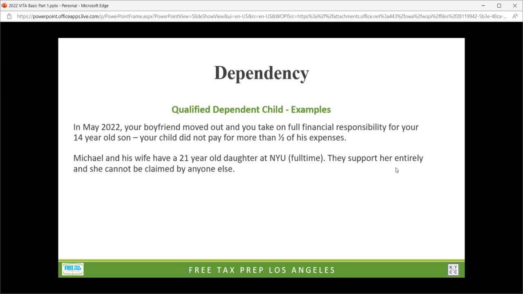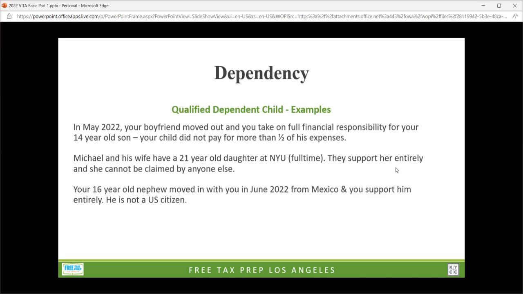Next, Michael and his wife have a 21-year-old daughter at NYU. She's a full-time student. They support her entirely and she cannot be claimed by anyone else. Can Michael and his wife claim their daughter as a dependent child? So let's go over the tests. She's under 24 and a full-time student. They pay for her entirely. She cannot be claimed by anyone else. It doesn't look like she has any income. So in this case, yes, they can claim their daughter as a dependent child.